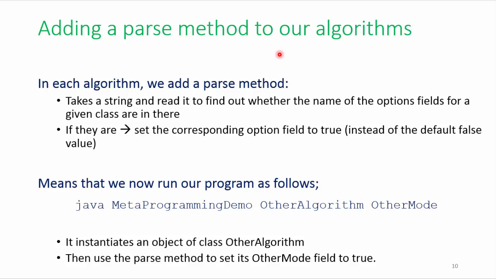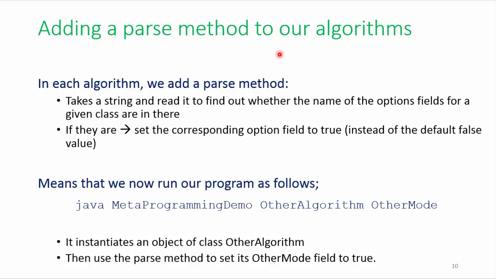Okay, so by default, all of our Boolean attributes are false. We are going to give a string to parse that contains some of the names of those attributes, the ones we want to set to true, and the parse method is going to get that done. It's going to set them to true on the object on which it is invoked.